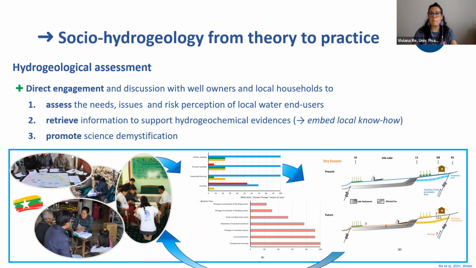And this is a way to embed local know-how in your research and make sure that the knowledge, the perception, and the, let's say, historical view of the people that have daily contact with the water resources that you are studying are taken into account and are sufficiently valued.